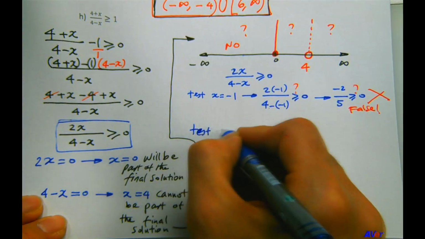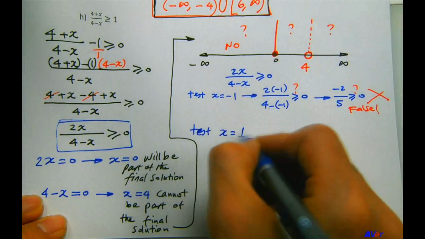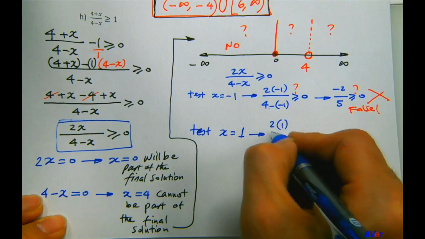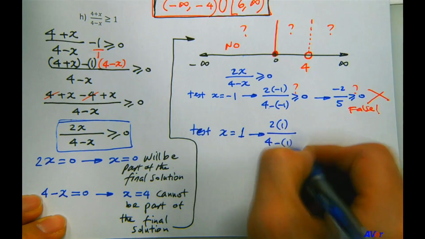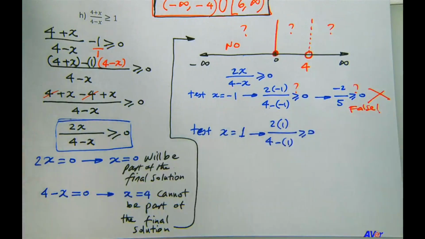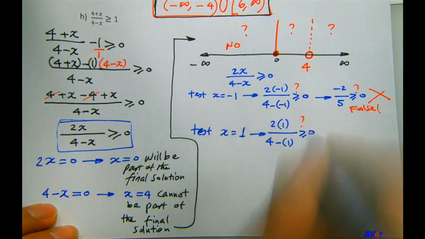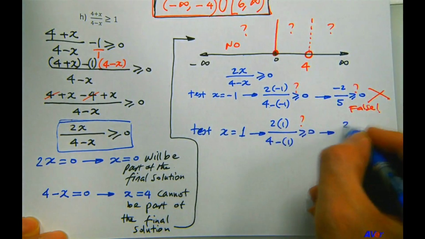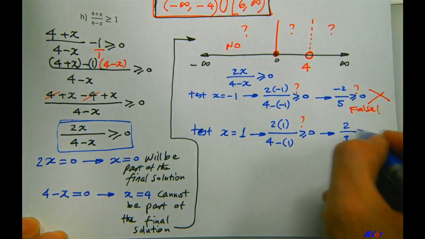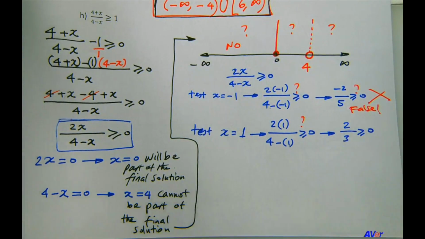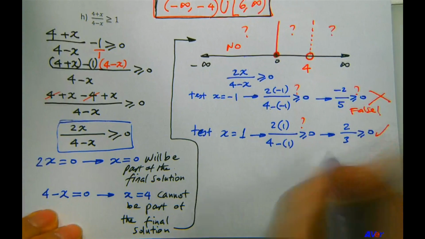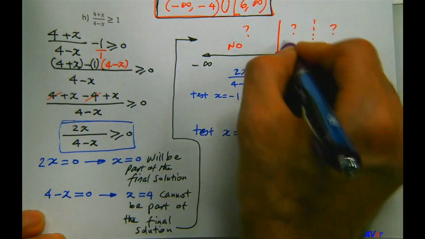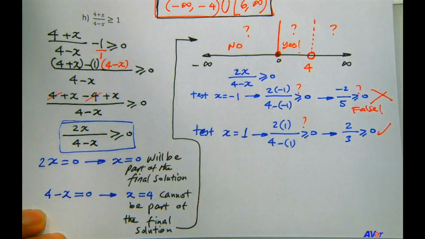Let's test a number here. Let's test x equals another easy number, 1. So let's plug it in there. 2 times 1 divided by 4 minus 1 greater than or equal to 0. We're asking if the left is greater than or equal to 0. So that's 2, denominator is 3, greater than or equal to 0. Is that a true statement? Absolutely. 2 over 3 is a positive number and it's greater than or equal to 0. So yes, this region is a part of the solution.